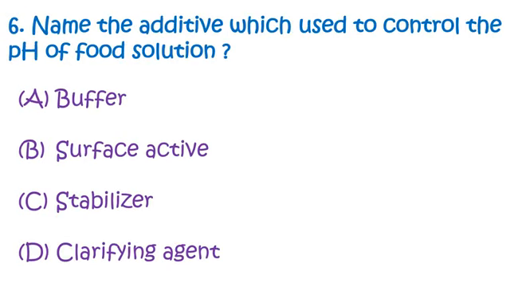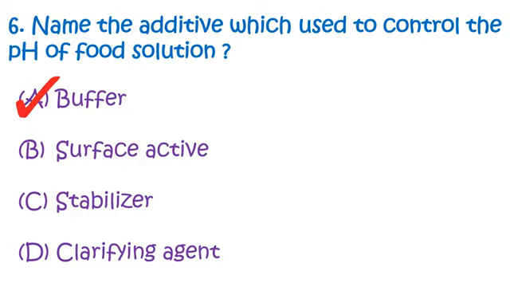Question number 6. Name the additive which is used to control the pH of a food solution. Options are option A, buffer, option B, surface active, option C, stabilizer, option D, clarifying agent. And the correct answer is option A, buffer. Buffer solution is a solution whose pH is not altered to a great extent by addition of small amounts of acid or alkali. Thus, it is used to control the pH of food solutions.